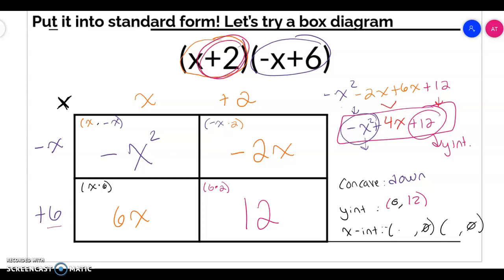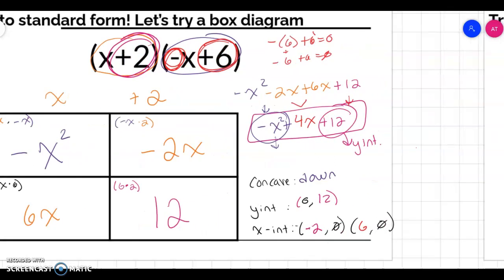So the opposite of a positive 2 is a negative 2, and the opposite of a positive 6 is a negative 6, but I need to be careful. This negative is in front. So I'm actually going to have a positive 6 here, because if I plug in a positive 6 here, it would give me negative 6 plus 6, which would cancel.